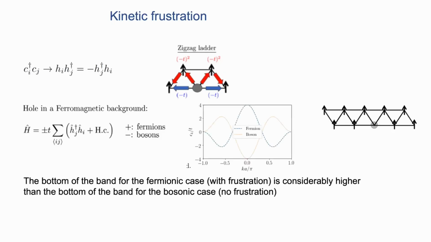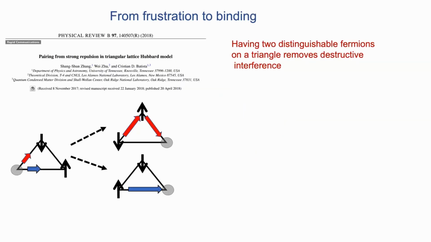As a result, if one takes the dispersion of one hole in the spin polarized band insulator in a zigzag ladder, one finds something interesting: the bottom of the band is actually not as low as the bottom of the band if this was a bosonic system. Roughly, we usually say that the bottom of the band for tight binding should be the tunneling times the number of nearest neighbors. And that's true for the bosonic systems, the bottom of the band at minus 4t. But for the hole in the fermionic system, you see that the lowest energy state is not as low. And that reflects this destructive interference.